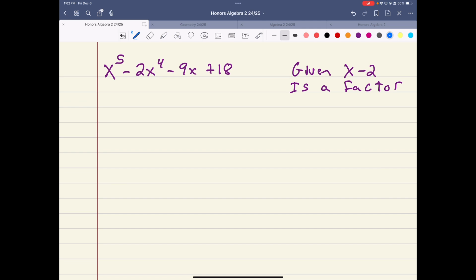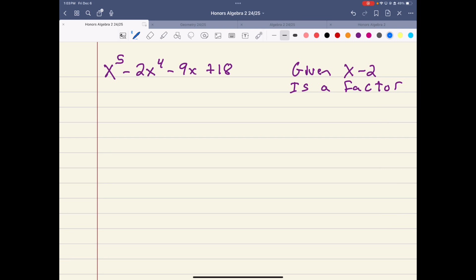So you've got x to the fifth minus 2x to the fourth minus 9x plus 18, given that x minus 2 is one of the factors. But we're also given that there are 4 terms. Which way do you want to do it? 4 terms. We could try the box method to see if it works.